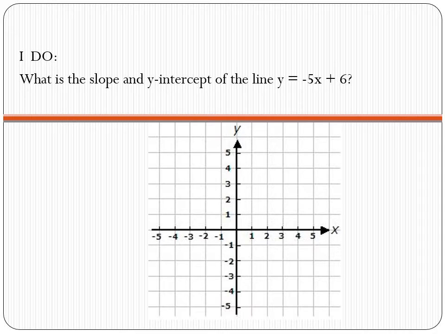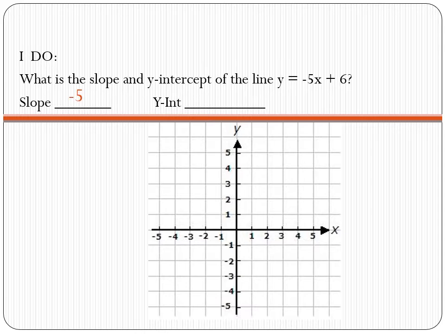So what if I were to ask you to graph this equation? Y equals negative 5x plus 6. Well, first off, is it in slope-intercept form? Yes. So the y is isolated, it's all alone. So you want to ask yourself, what's the slope? What's the y-intercept? The slope, if it's in slope-intercept form, is whatever's in front of the x.